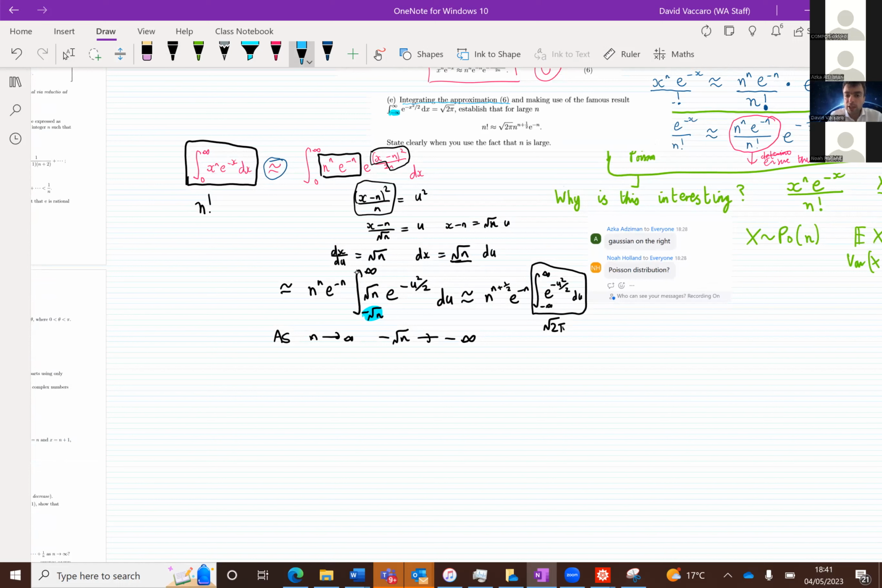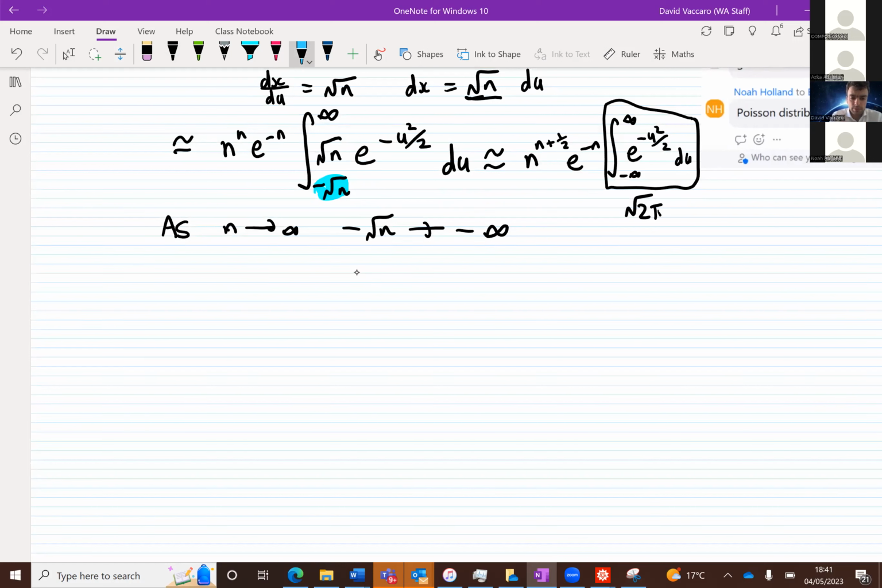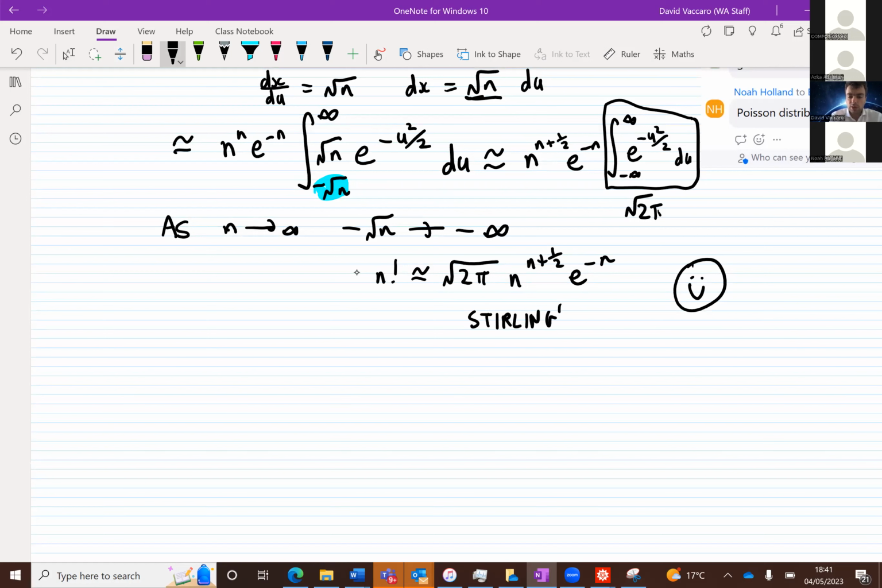So it says, integrating the approximation 6 and making use of this famous result, establish for large n that n factorial is approximately root 2 pi n to the n plus a half e to the minus n. And this is a famous result, and this result is called Stirling's approximation.